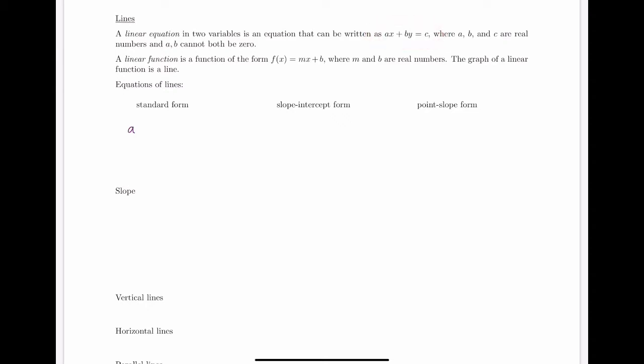So the standard form is the one that we actually see up here. It is the form ax plus by equals c. The slope-intercept form is the one that appears in the definition of a linear function. So y, or f of x, equals mx plus b.